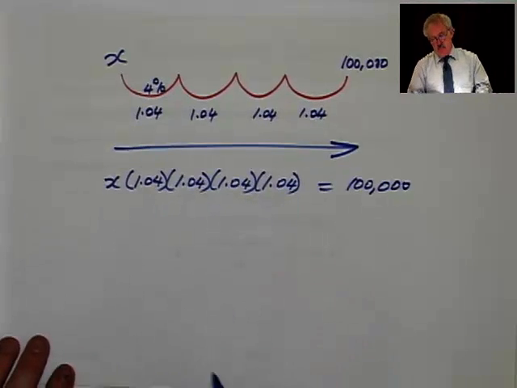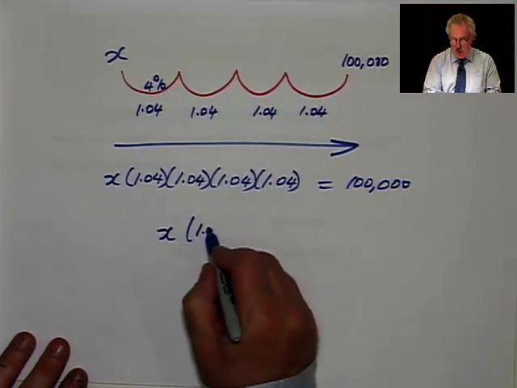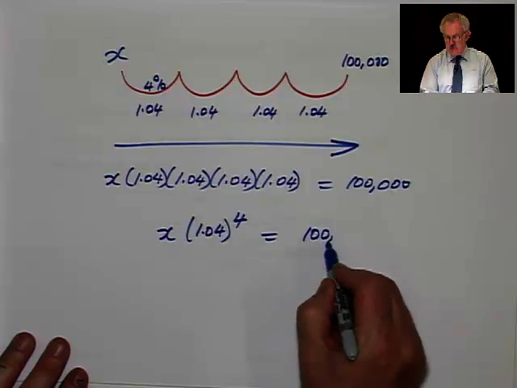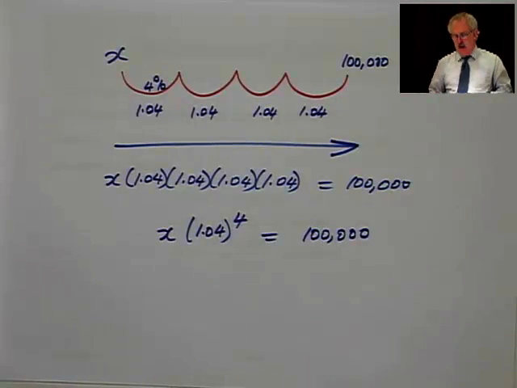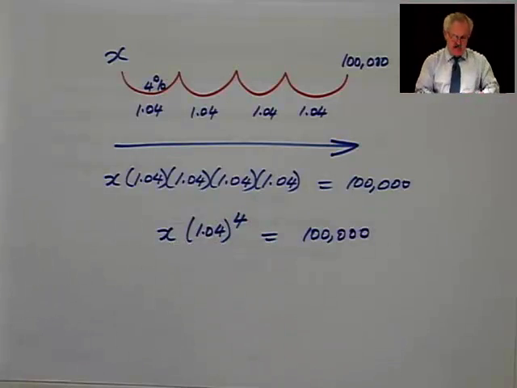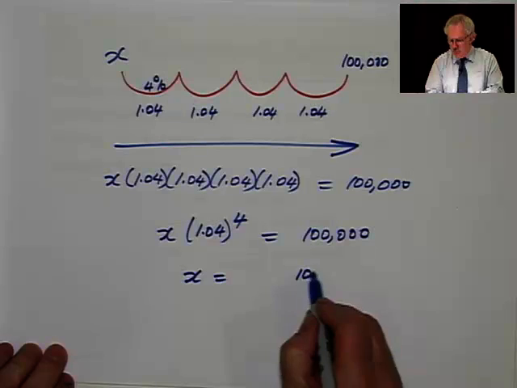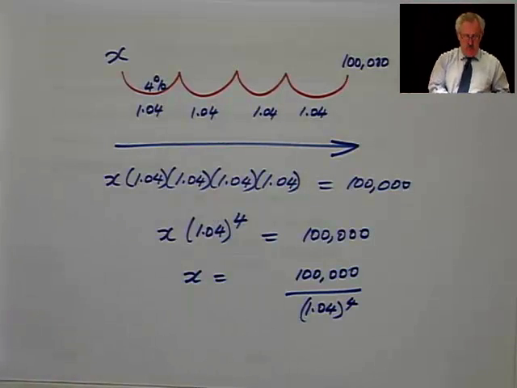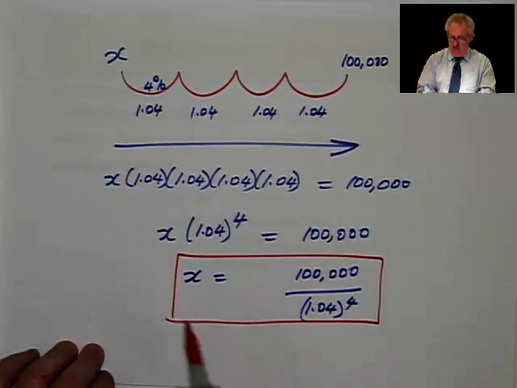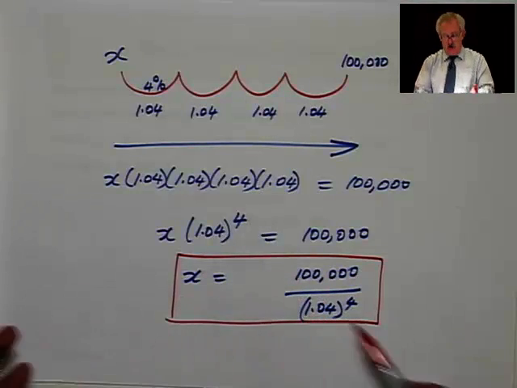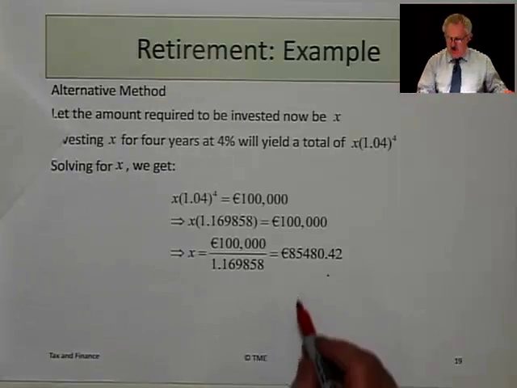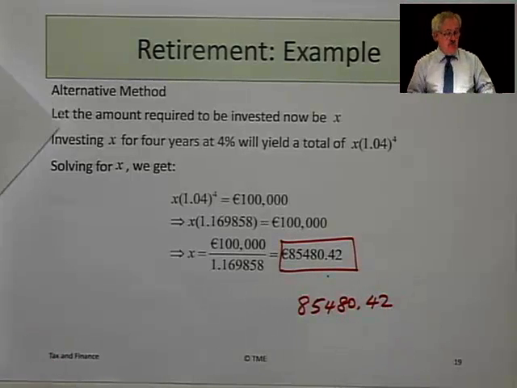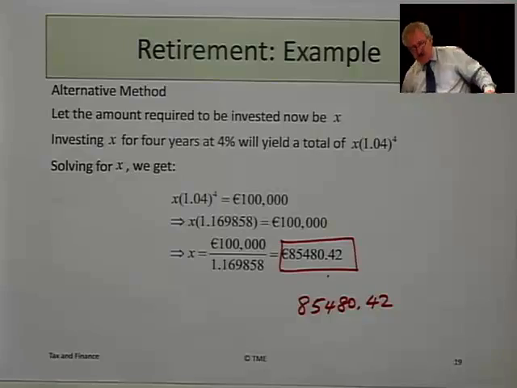Now this looks a bit long-winded. We could say X times 1.04 to the power of 4, because there's 1, 2, 3, 4 of them there, is equal to 100,000. Simplifying that, I don't like this stuff on the left-hand side, so I'm going to say X is equal to 100,000 divided by 1.04 to the 4. And really, this is just calculator stuff. That's a number, that's a number, that's a power. They're all on the calculator button. And if we press it, we find that we get 85,480.42. Exactly the same as we got with the alternative method.